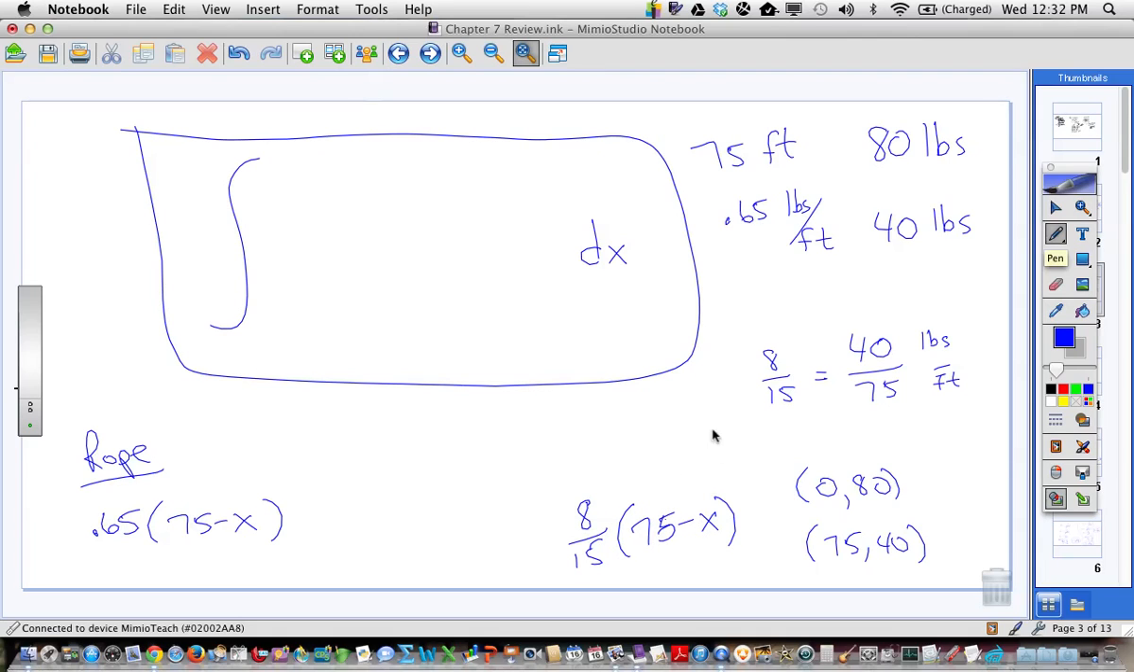There were two ways I talked about yesterday doing the bucket. If you do it like an ordered pair, right? And you say, okay, you had 0 feet of rope pulled in, there's 80 pounds, 75 feet of rope pulled in, there's 40.